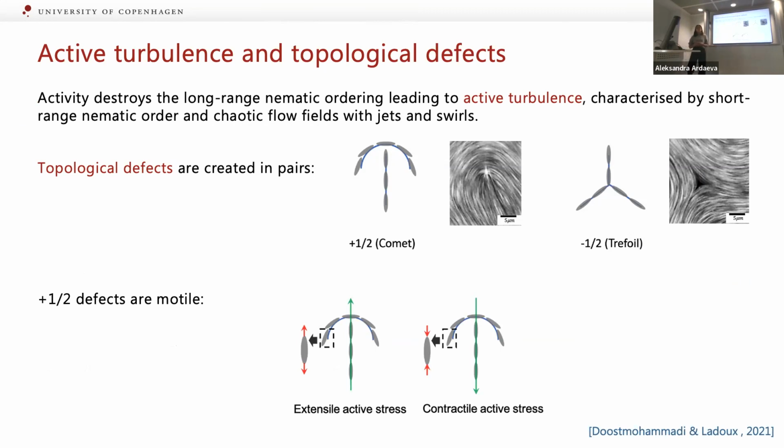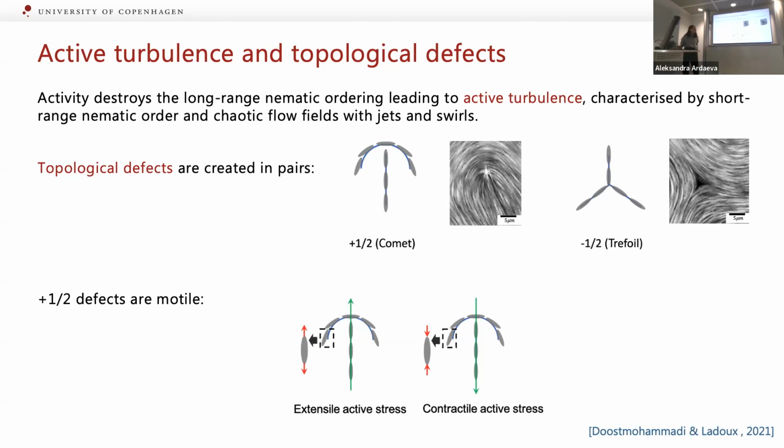In my talk, I'll only be talking about 2D systems of active nematics, and in this system there are only two types of topological defects. First is a comet-like or plus-half defect. These defects are motile, so they have self-propulsion. The other type is a trefoil-like defect, or minus-half, and these defects are stationary. They don't move. They always come in pairs, such that on average the topological charge of the system is zero. Depending on the type of active stress, whether the particles are pushers or pullers, this defect can either move along the head or backwards.